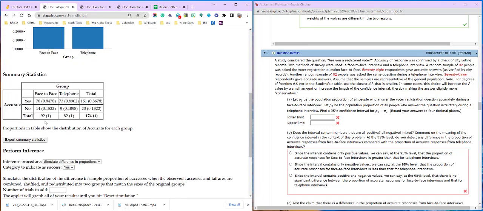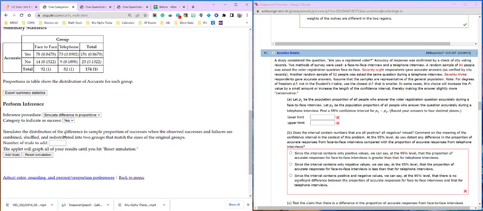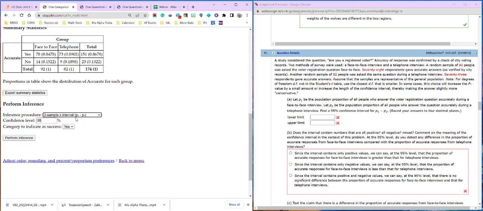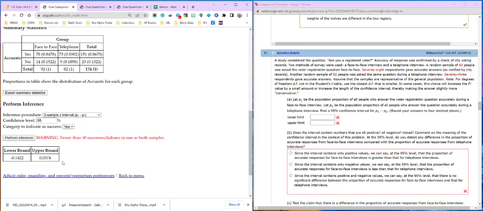Let's make sure. 92, yes, that's how many we have in the first sample, and 82 is how much we have in the second. So always double check this because it's easy to make a mistake in setting this up. And we want a confidence interval. So I'm going to do a z-interval. It's the only interval you'll see, so it's pretty easy. And we want 95% confidence, and who answered the question accurately. So that we want the yes. And we want an interval for the difference. So let's go ahead. We're ready.